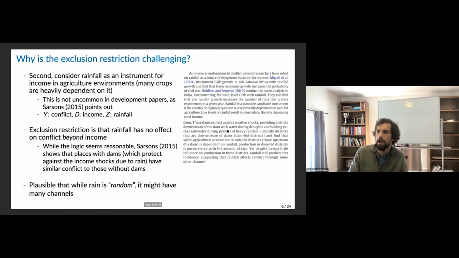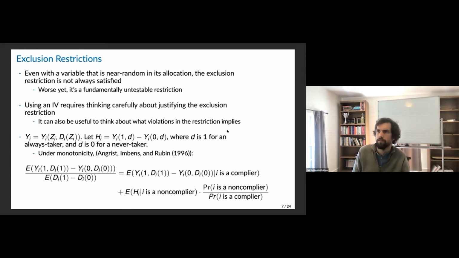So let me talk about now this question that Alvaro had, which is basically this question of how can we think about algebraically what's going on with the exclusion restriction? Even with a variable that's near random in its allocation, the exclusion restriction isn't always satisfied. And even worse, it's totally an untestable restriction, in the sense that you can't test the exclusion restriction.